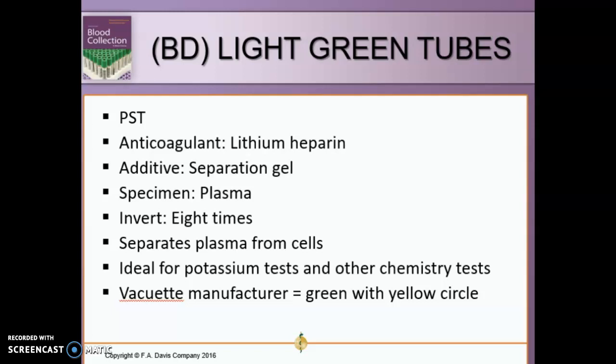It's ideal for potassium tests and other chemistry tests. The heparin prevents the release of the potassium, so that's why it's ideal for the potassium. The Vacuette manufacturer equals green and yellow circle. And like I said, this tube contains a separation gel. So we need to know which of these tubes do and do not contain that separation gel. I apologize, I got a little sidetracked on that slide.